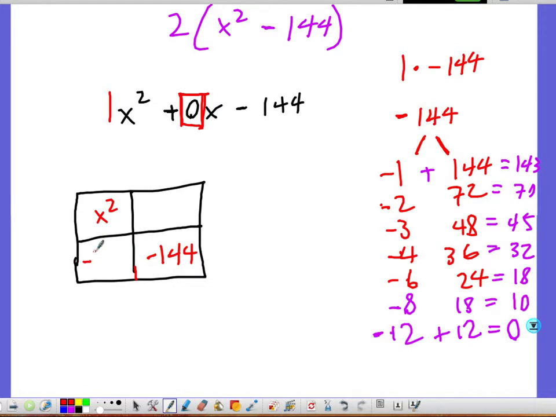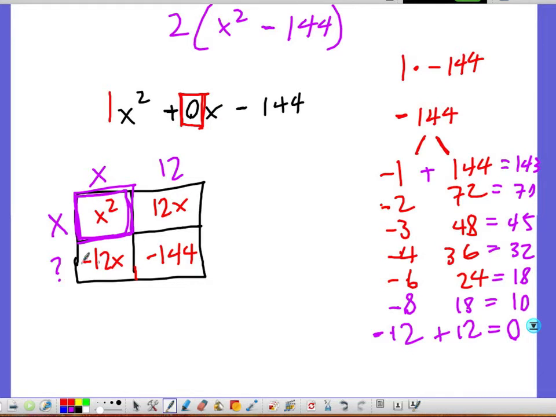Alright. So now let's go ahead and put these inside the boxes. Negative 12x and then positive 12x. Again, it doesn't matter where you put those. Now let's take a look at the first box. How can I split up x squared? Well, the only ones are going to be x and x. X times x gives you x squared. Very simple. So now all we need to do is figure out x times what gives me 12x. Well, that's going to be 12. X times 12 gives me 12x.